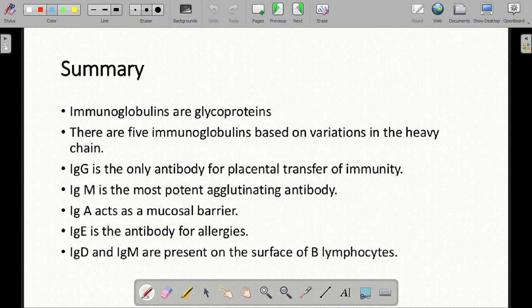The main role of IgM is to recognize a high number of antigens. It has very high valency. The potent agglutinating antibody is also IgM. IgA acts as a mucosal barrier, mainly present on the mucosal surface. IgE is the antibody mainly involved in allergic reaction, type 1 hypersensitivity. IgD and IgM are present together on the surface of the B lymphocyte during its maturation.